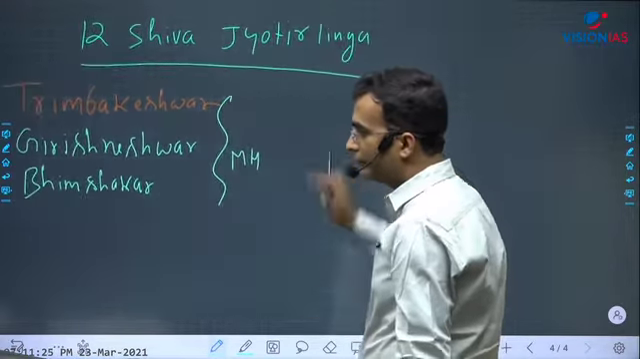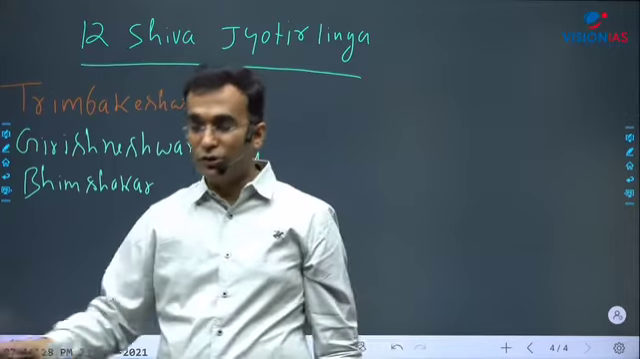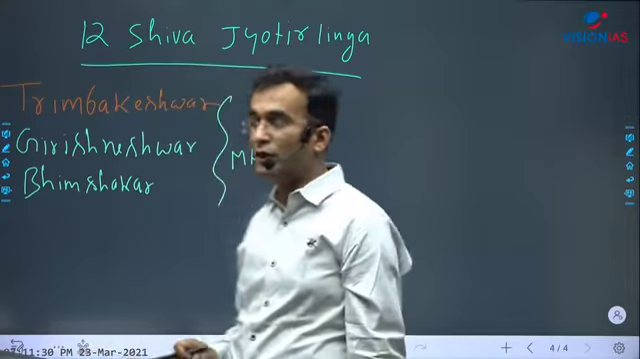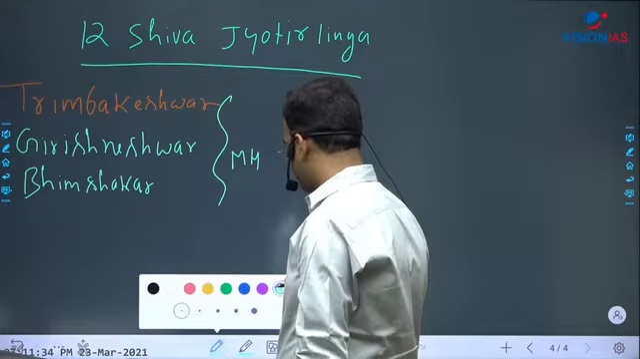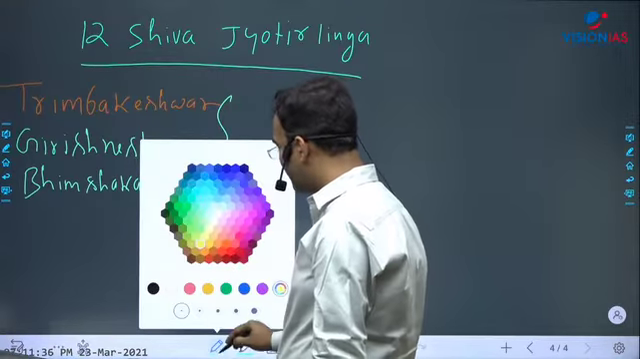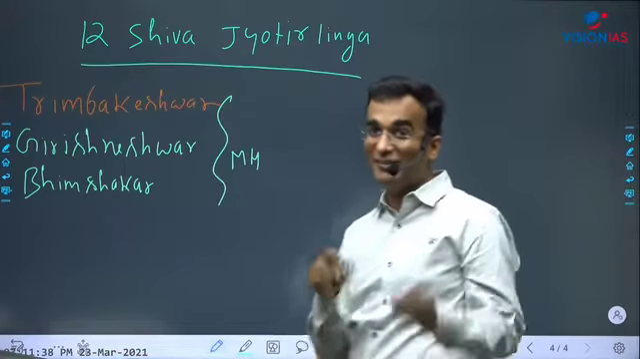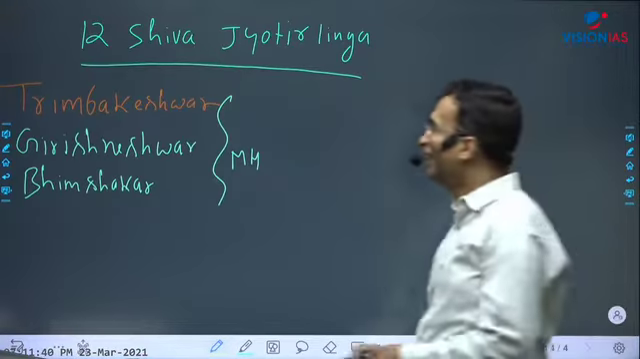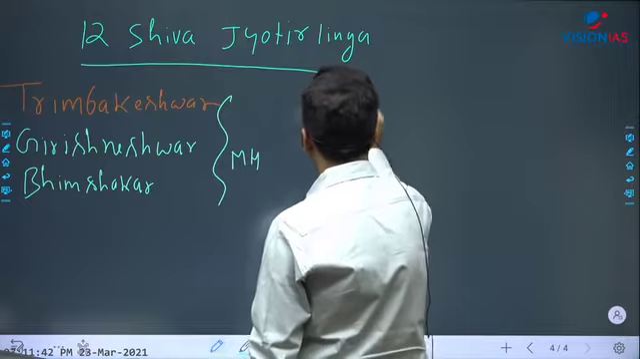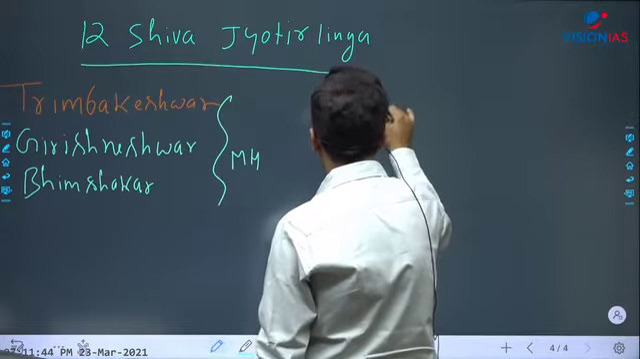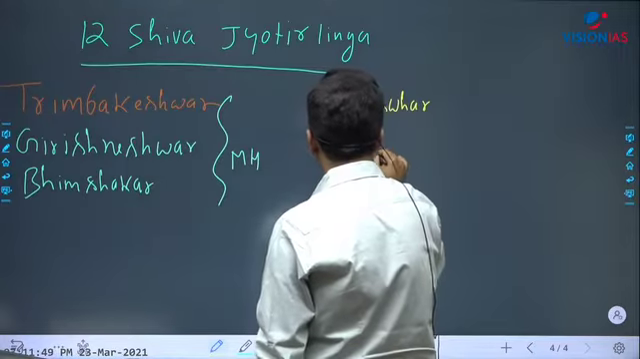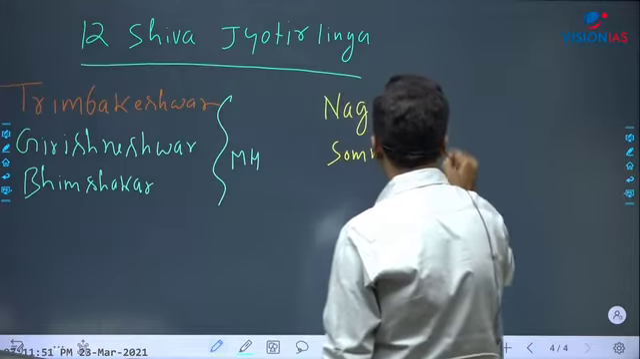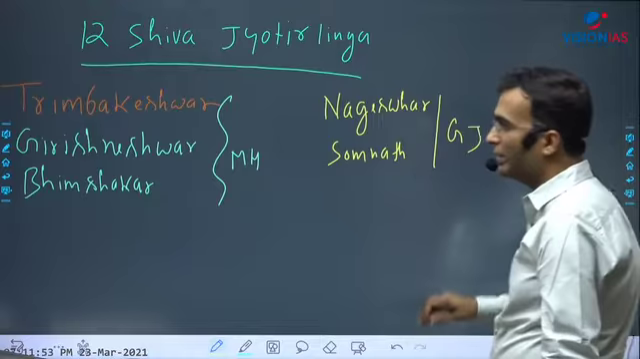Then let's look at the adjoining state, that is Gujarat. From Gujarat, there are 2. And what are these? Bhuvana, you have written all the 12. So Nageshwar and Somnath. Nageshwar and Somnath, these two are from Gujarat. You can mention these two are from Gujarat.